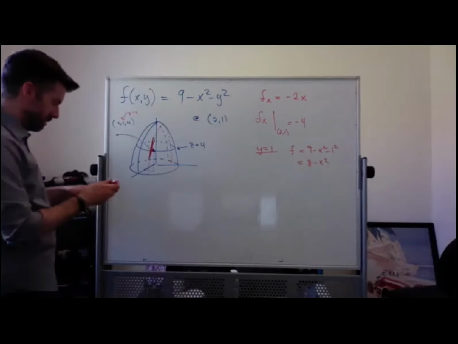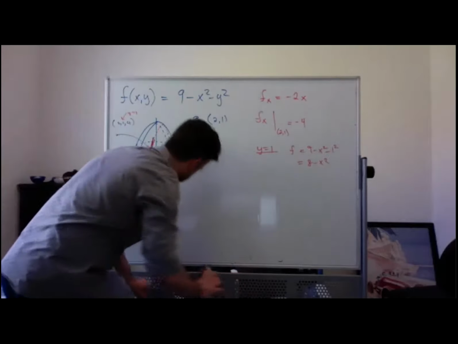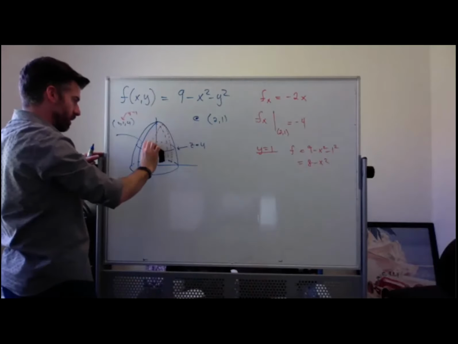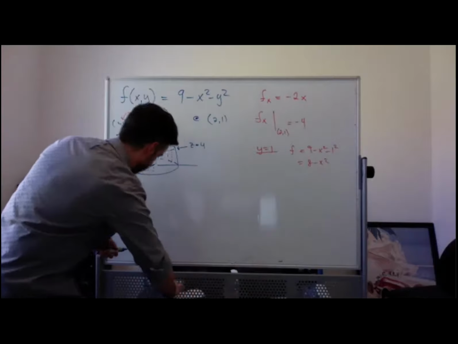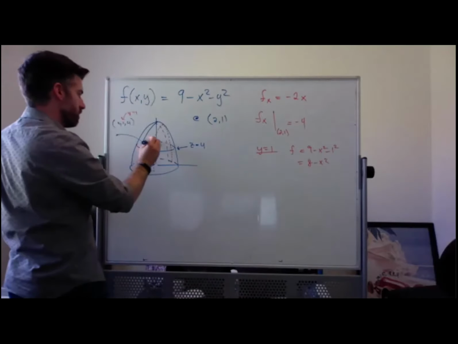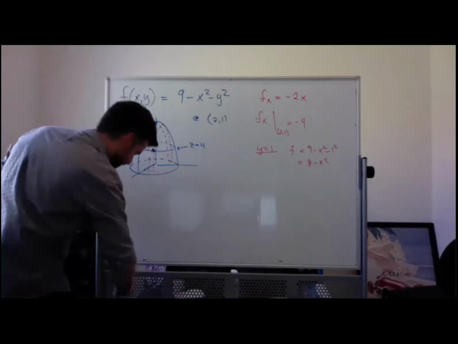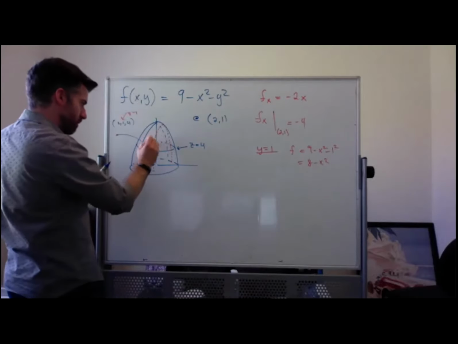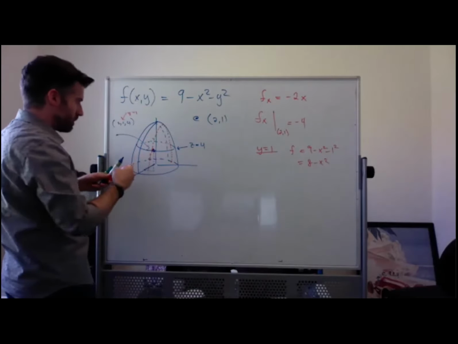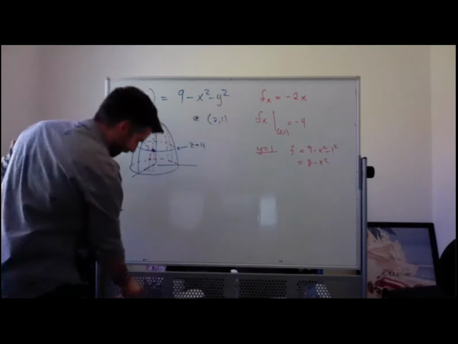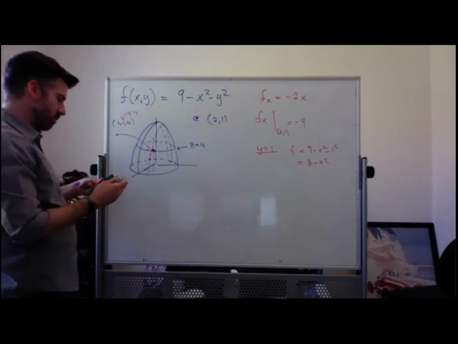On the other hand, I should erase that. It's a little too in the way there. Sorry. I can make this work still. A lot of things going on here, I know. So I can see, yeah, it makes sense that fx is negative 4 at 2, 1.